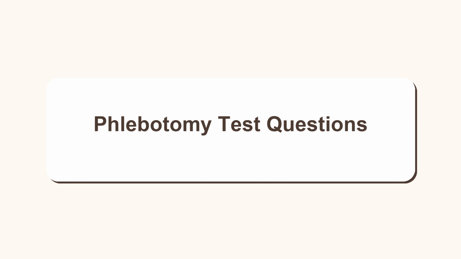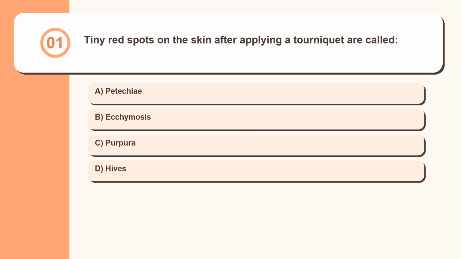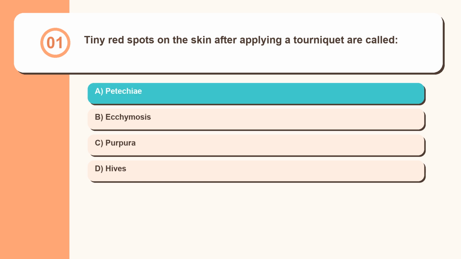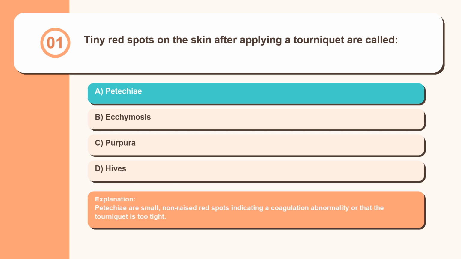Phlebotomy test questions. Question 1. Tiny red spots on the skin after applying a tourniquet are called: petechiae, ecchymosis, purpura, hives. Petechiae are small, non-raised red spots indicating a coagulation abnormality or that the tourniquet is too tight.